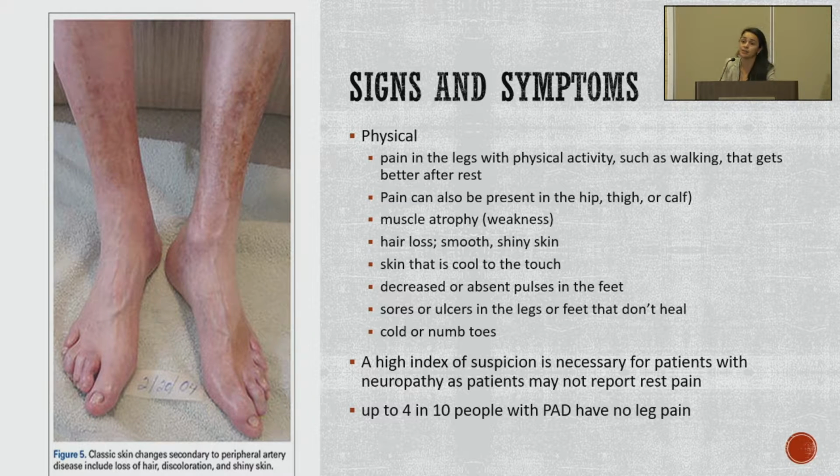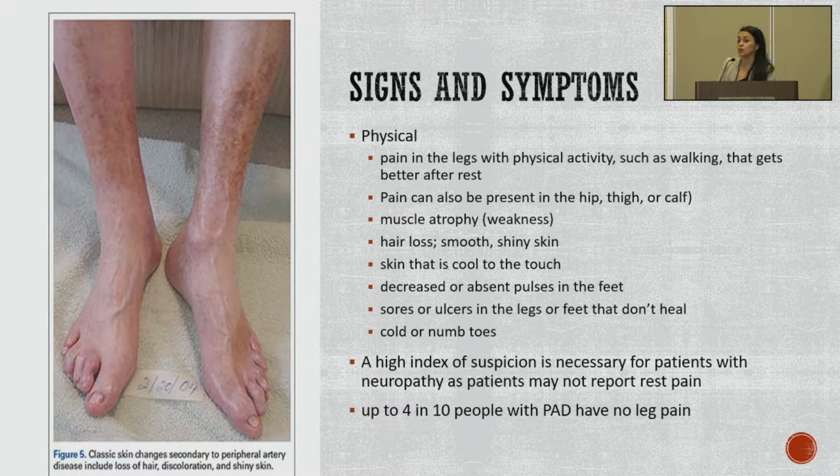So a couple of the signs and symptoms we're typically looking for here. Obviously, the patient will say, well, not all of them, some of them are neuropathic, but pain in the legs with physical activity, rest pain, pain that can happen in the buttocks, in the hip, in the thigh, and calf. So we really can't ignore that by just focusing on the foot and ankle.